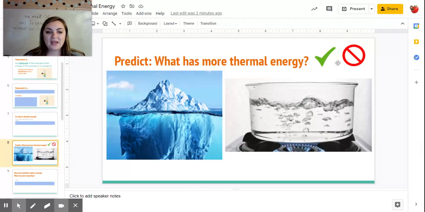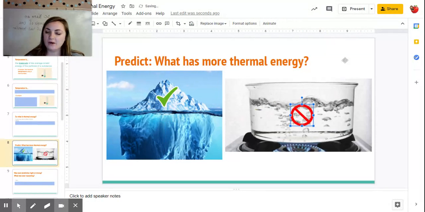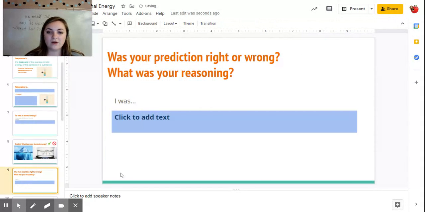Okay. What we actually see is that the iceberg has more thermal energy than the pot of boiling water, which is interesting, right? On the next slide, I want you to tell me if you were right or wrong and your reasoning behind that. Why did you think that you were right or why did you think that you were wrong?